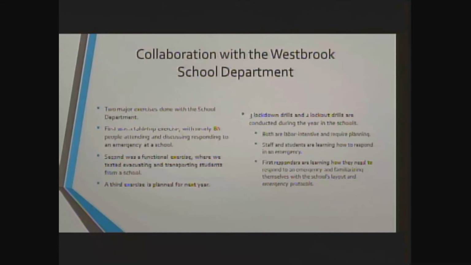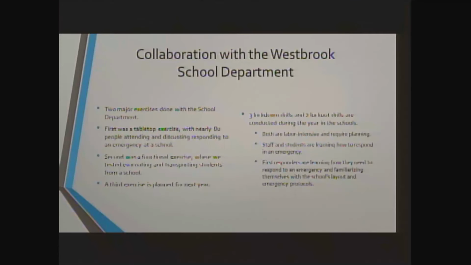And that was done a year ago at the Canal Elementary School, and that focused on evacuating and transporting students from a school. And a third exercise is currently being planned for next fall. Along with this, we do 3 lockdown drills and 2 lockout drills throughout the year at all our schools. Both of these are labor intensive and do require quite a bit of planning, but they're worthwhile. Just in a year, we've seen a huge improvement in the ability of our students and staff to respond to these drills and to better respond to any emergencies.